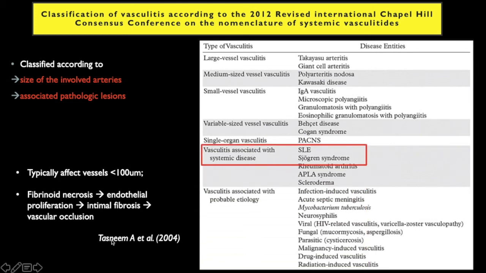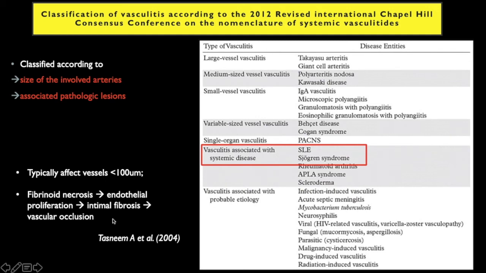According to the study conducted by Tasnim and his colleagues in 2004, SLE typically affects small vessels less than 100 micrometers. What happens in patients with SLE is that there is evidence of fibrinoid necrosis involving the vessel wall. In an attempt to repair the vessel wall through endothelial proliferation, it causes intimal fibrosis and subsequent vascular occlusion. Hence, patients with SLE have a higher risk of small vessel disease, stroke, as well as vasculitis.